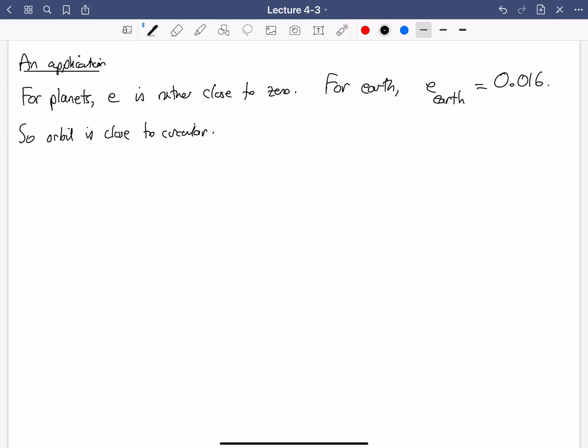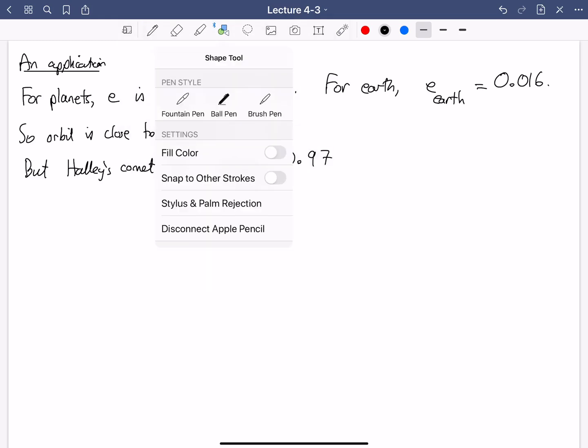Okay, but now if you want to find highly elliptical orbits in our solar system, you can't look at the planets, you have to look at other orbiting objects. In particular, there are comets, and the most famous comet is Halley's Comet. This has eccentricity that's really close to 1, 0.97.